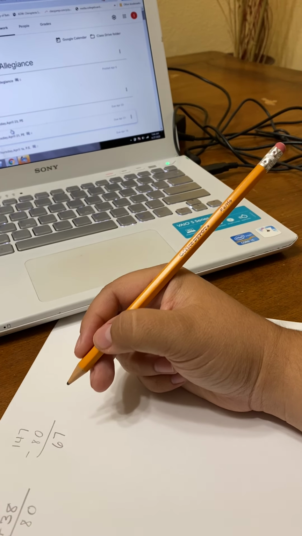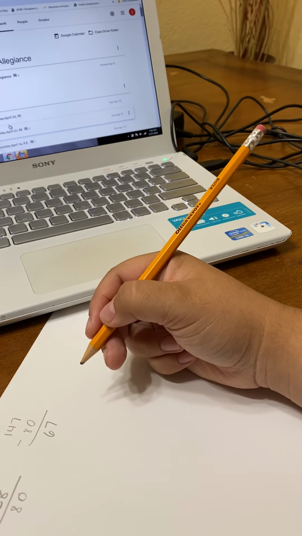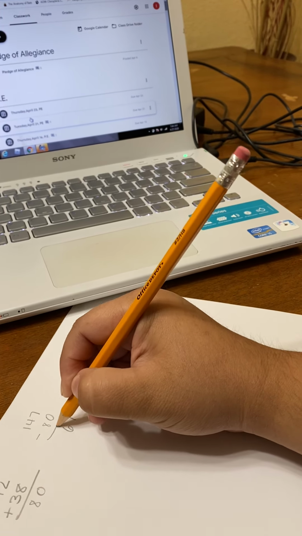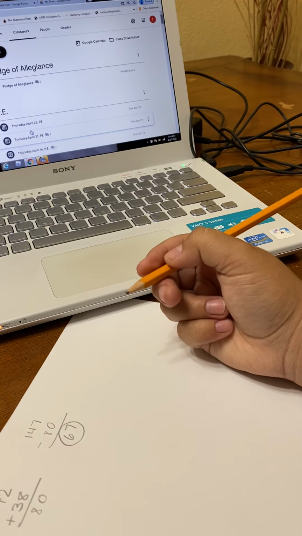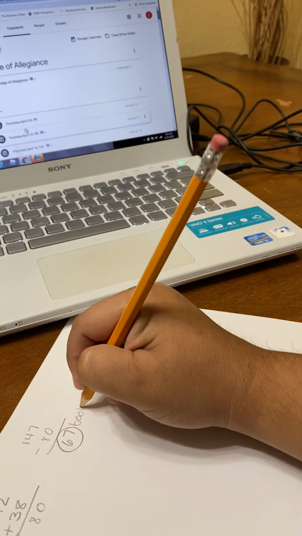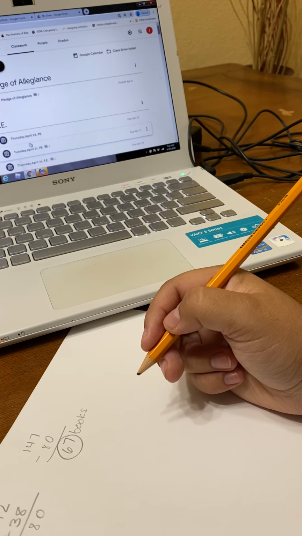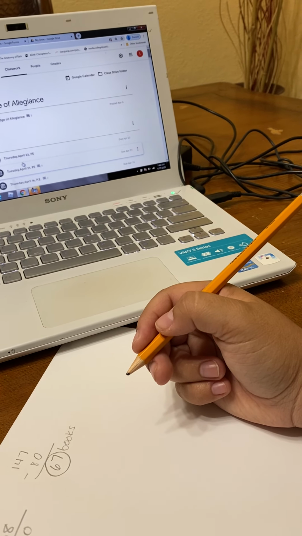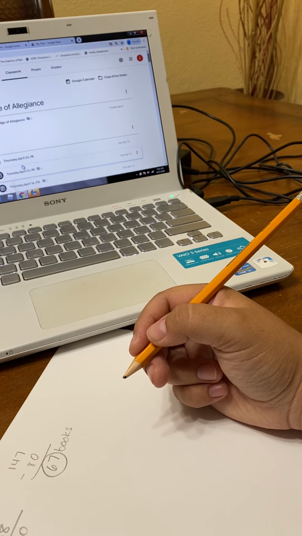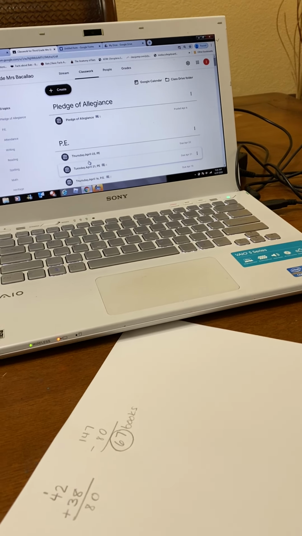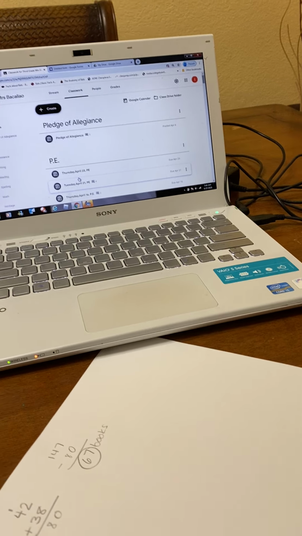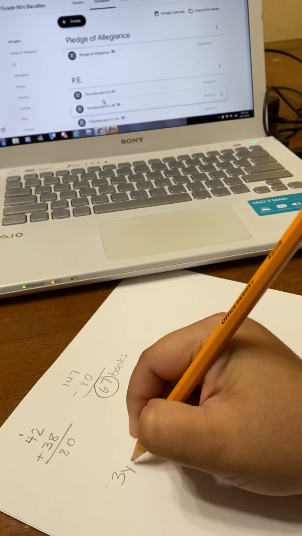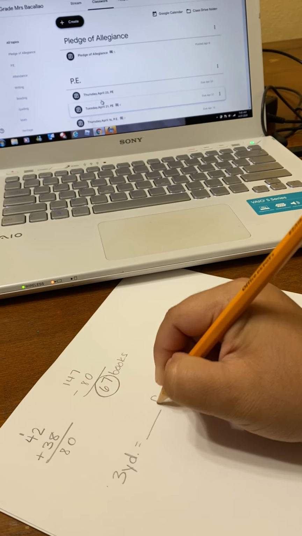So how many books does Matthew own? Matthew owns, from the 147, he owns 67 books. That is our answer for letter A. Letter B says, how much would 3 yards of lumber cost if each foot costs $3.75? So when we have equations, measurements, we have to do our equation, which is 3 yards equals how many feet?